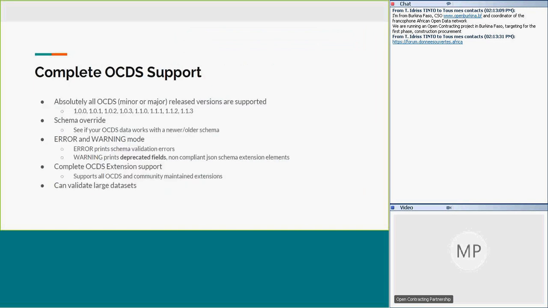And basically, what does this validator do? It can validate OCDS schemas. We try to put in all the schemas that are released, both major and minor versions. So we have from 1.0.0 to 1.1.3. You can override the schemas, even if your OCDS data says it has some version. It can auto-detect it, but you can try it on something else.